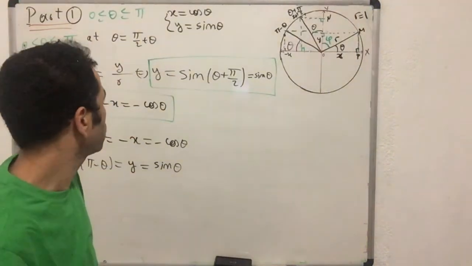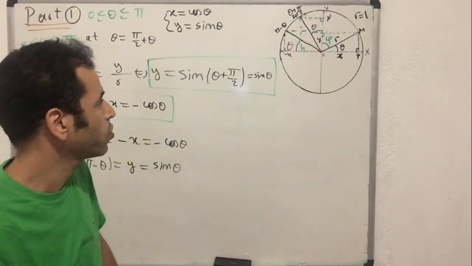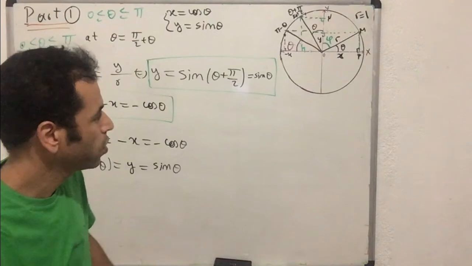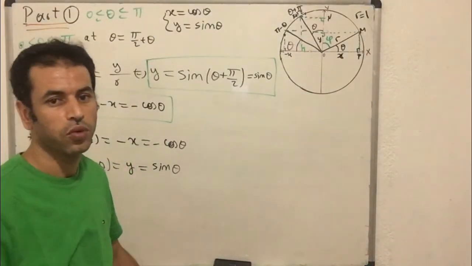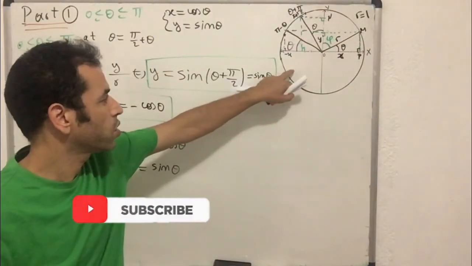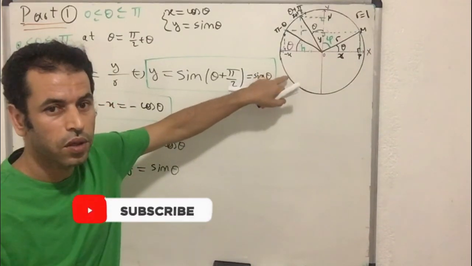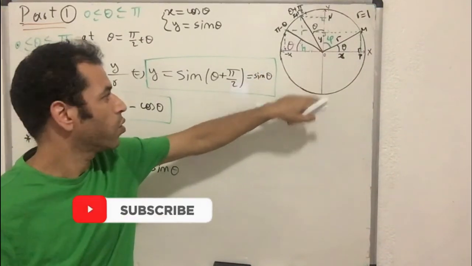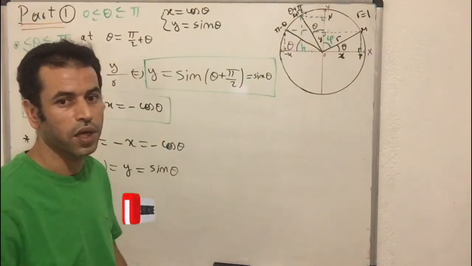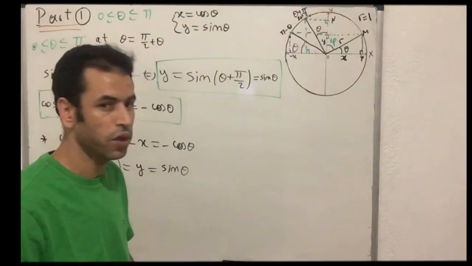I'm done with half of this circle, from 0 to pi. In the next video I will continue with theta between pi and 2 pi. This is a good place where I can stop. I will see you in the next video.